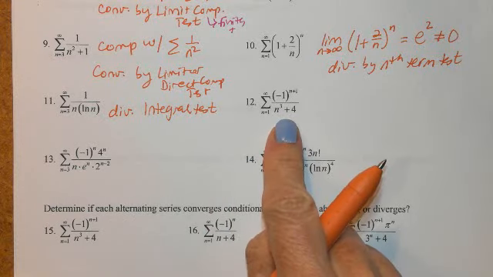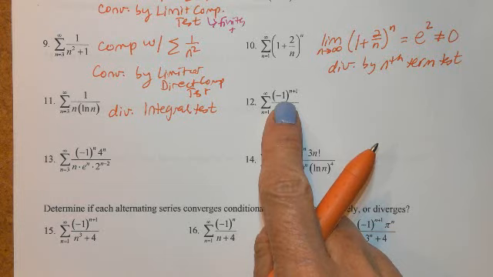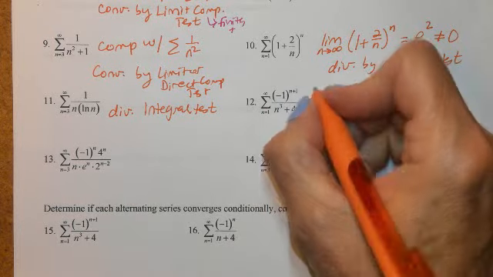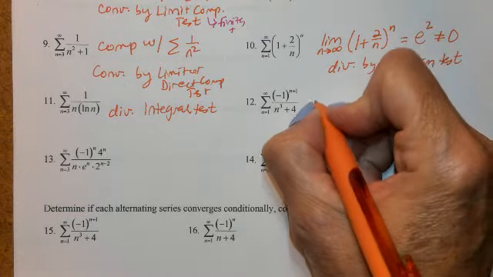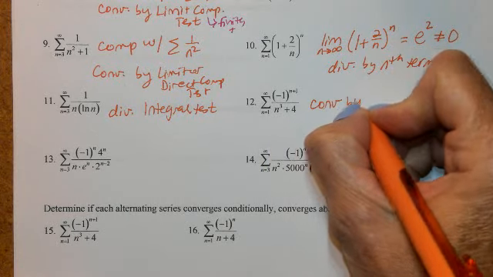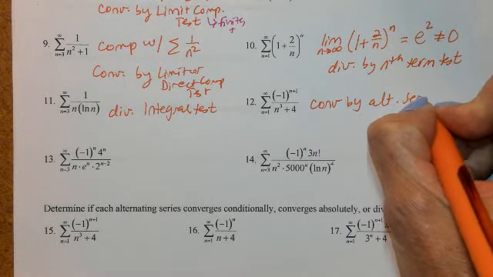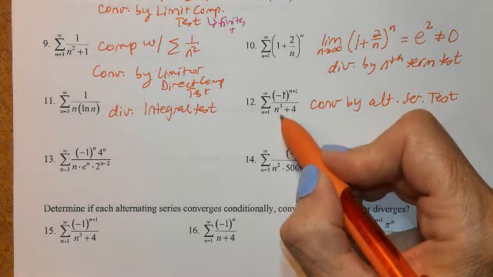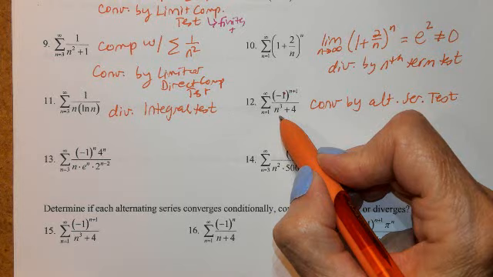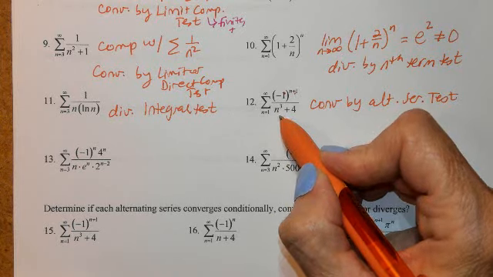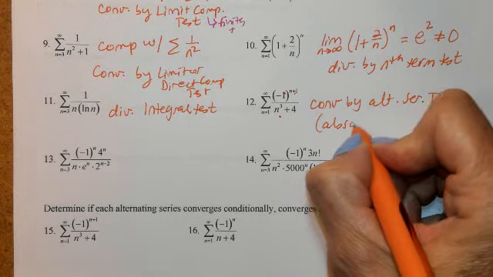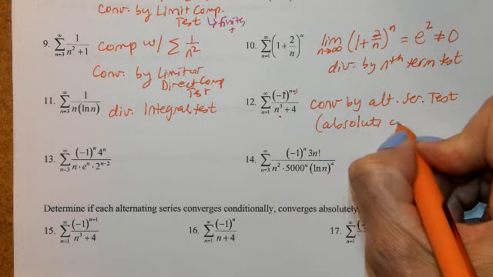What about this one? Well, it's alternating, and it behaves like an alternating 1 over n cubed, doesn't it? So it will definitely converge by alternating series test. Since the non-alternating 1 over n cubed converges, this is actually absolute convergence.